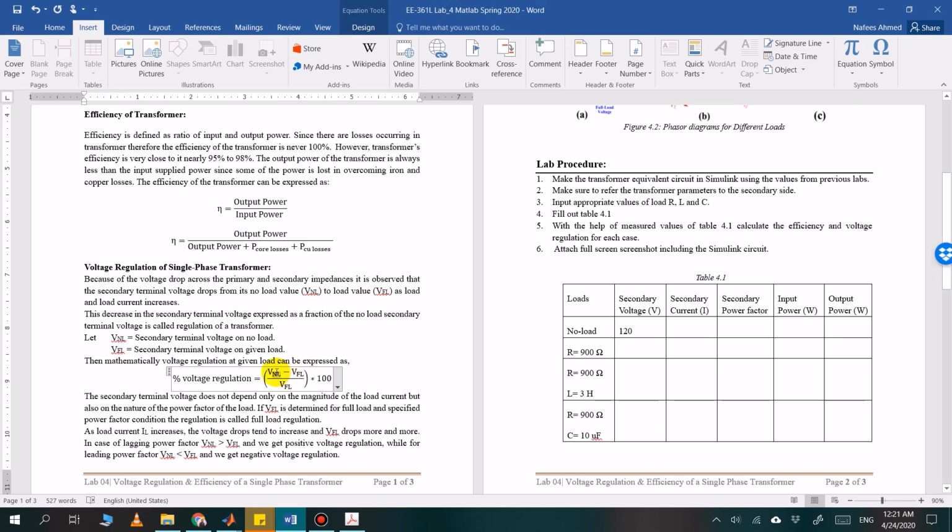voltage. So no load voltage is always greater than the full load voltage, because when there is no load connected, you will get maximum voltage because there is no voltage drop in that case. On the other hand, when you have the load connected, there will be some voltage drop in the circuit and you will get less voltage as compared to the no load voltage. So this is the voltage regulation.